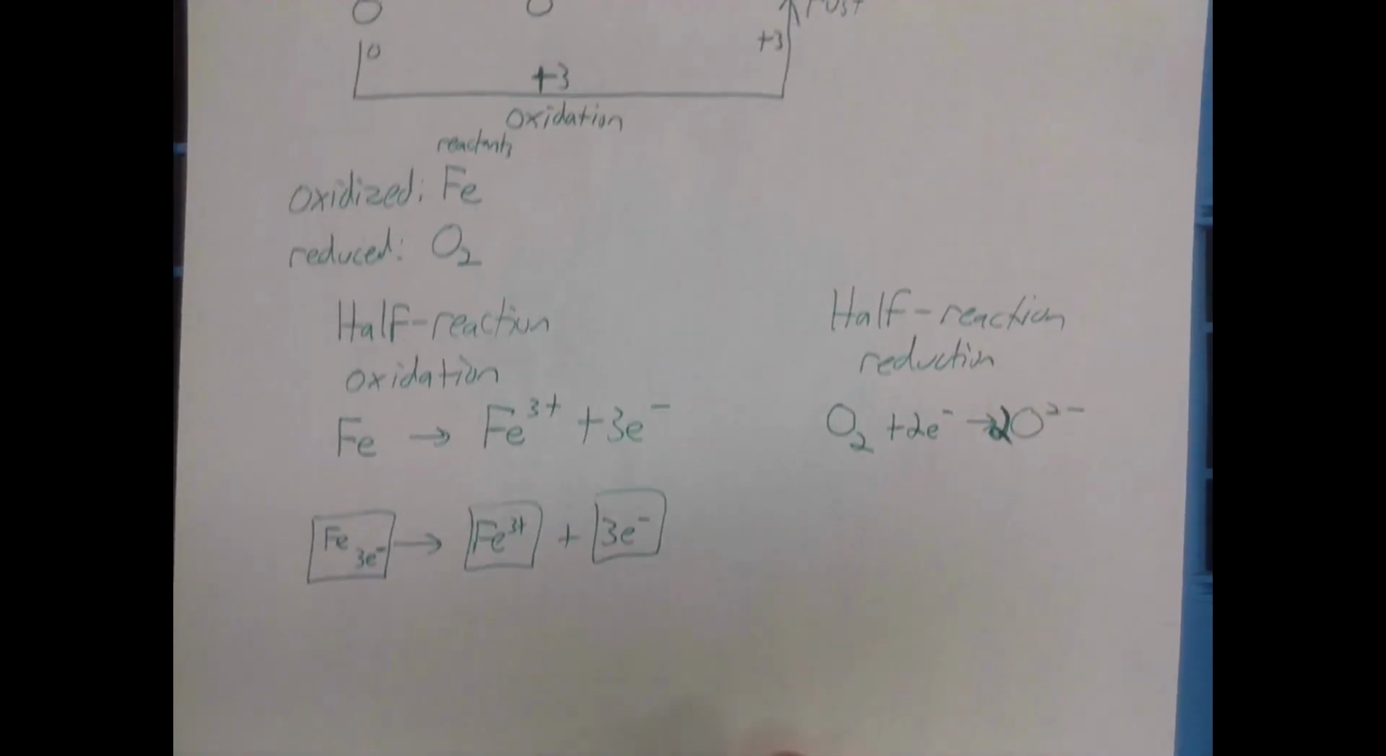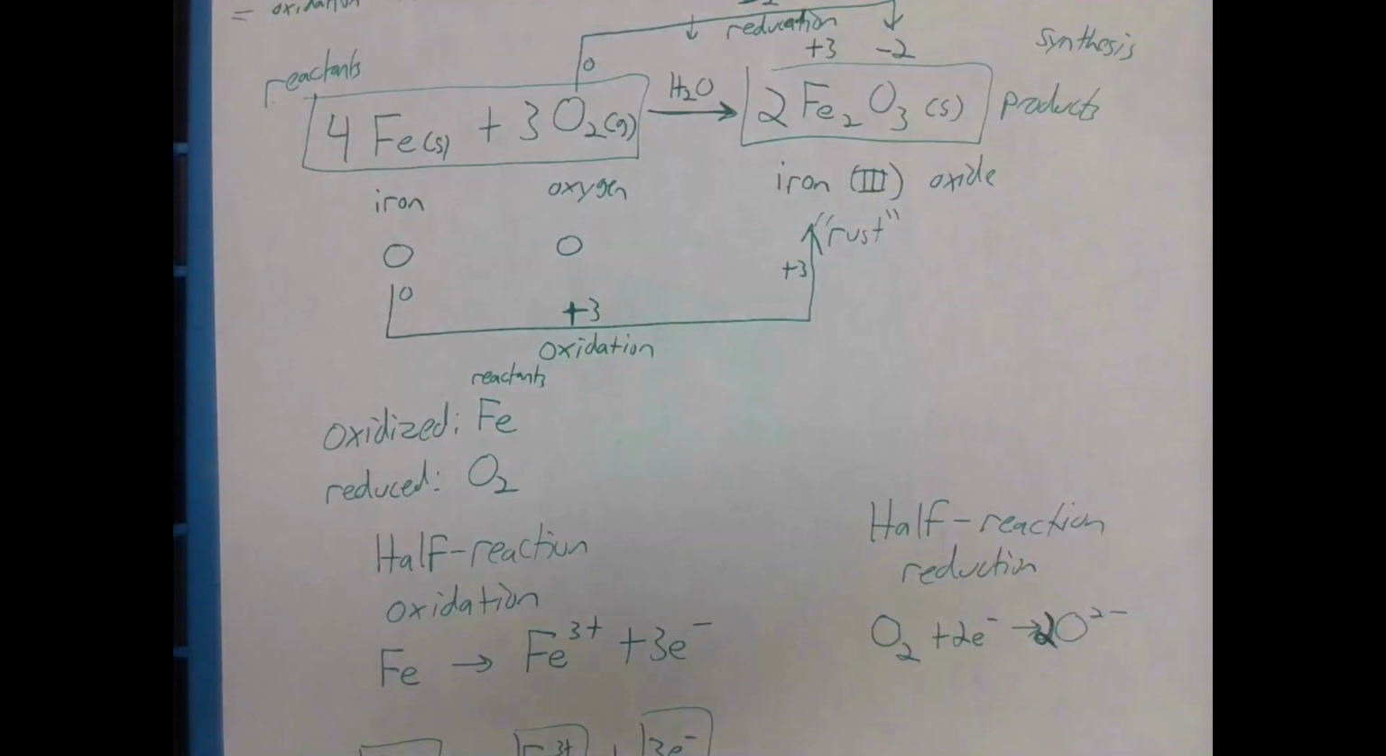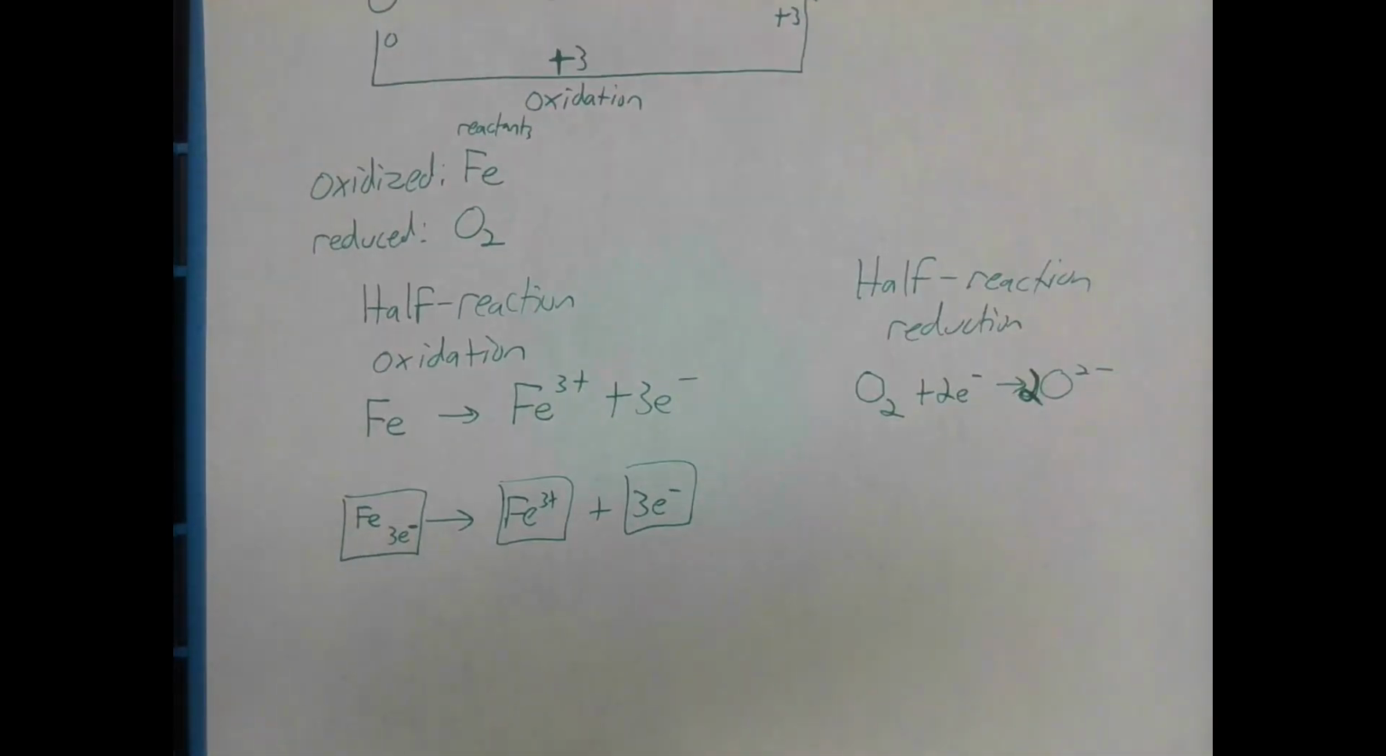This is where oxidation comes from. It's the fact that iron is literally being oxidized. We're actually adding oxygen to it. Almost all redox reactions involve oxygen, but not necessarily.